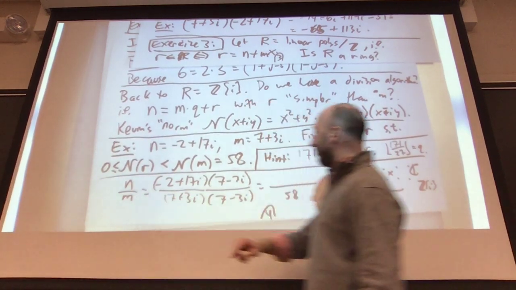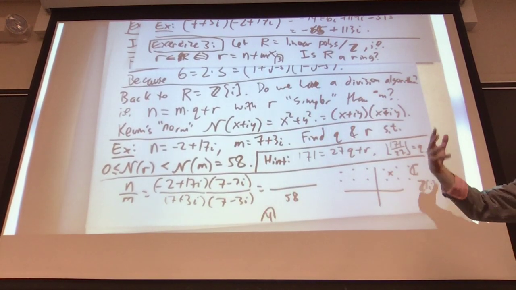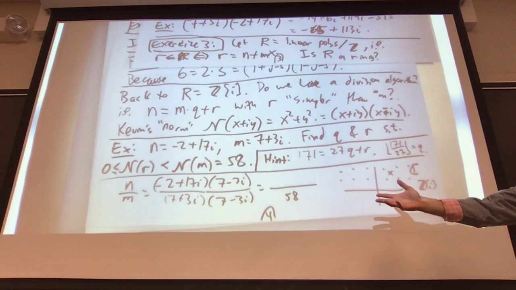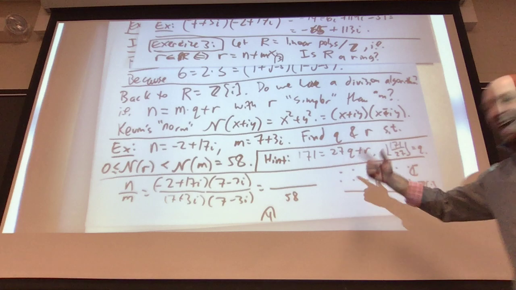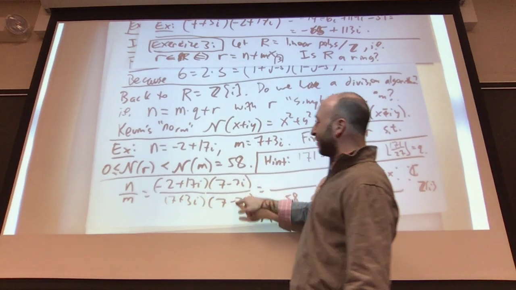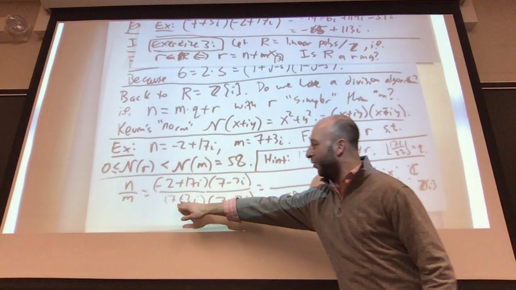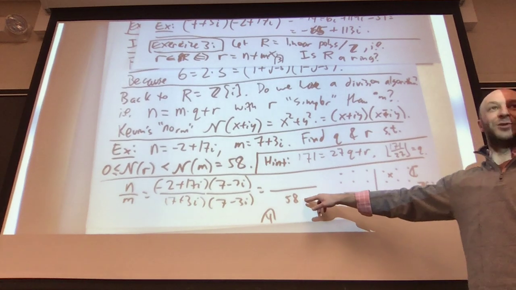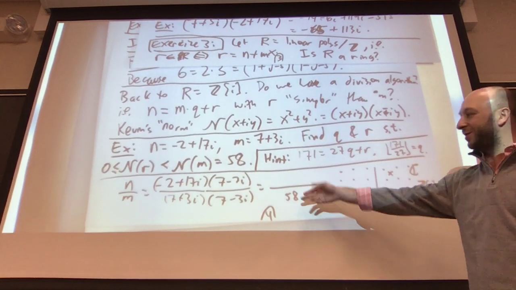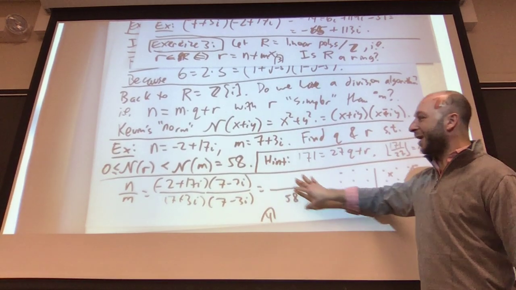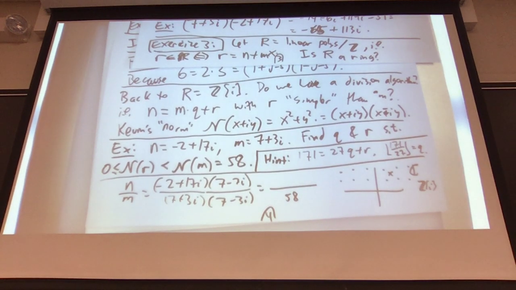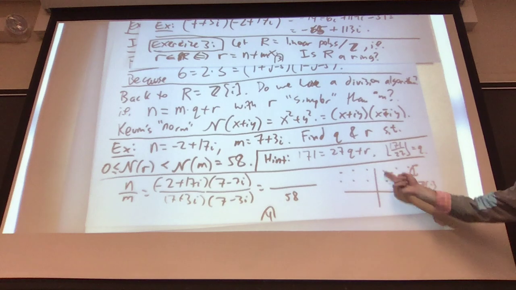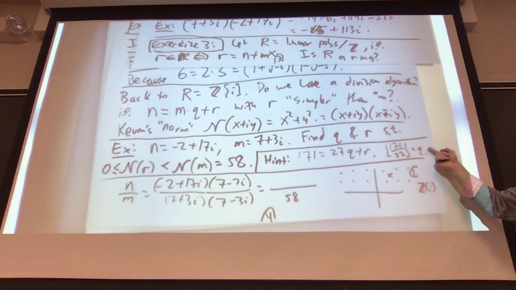You take n over m, and you have to figure out how you're dividing by a Gaussian integer. You can't divide by a linear polynomial. You can divide by a Gaussian integer because when you multiply by the conjugate, the norm is always a rational number, in fact an integer. And so now we can make a Gaussian rational number, not a Gaussian integer. And then we can find a nearby Gaussian integer, and that is what we should call Q.